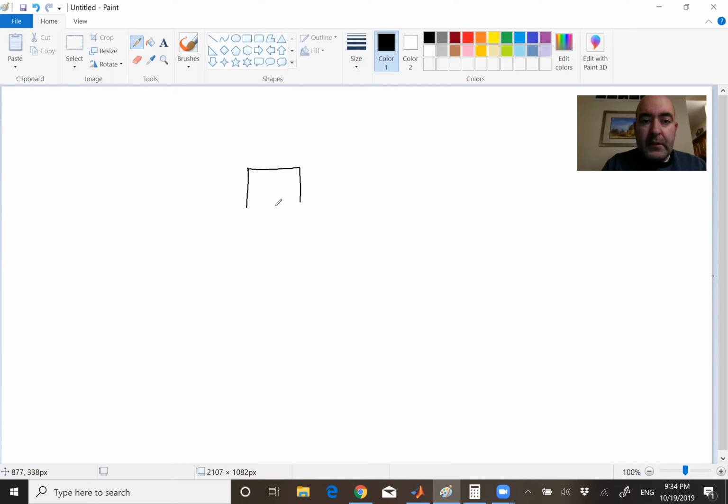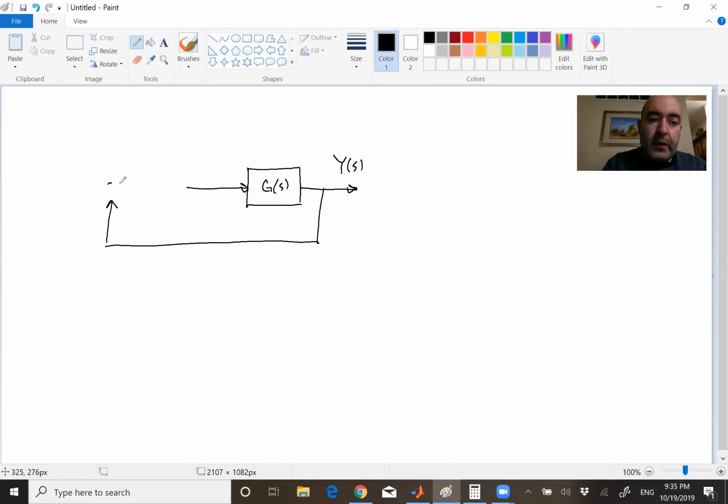You remember from our previous discussions that if I have a plant G of S, this plant will receive some form of input and then will generate an output Y of S. Typically what we do is we close the loop by comparing this Y of S with some input R of S, which is my reference. The difference between the two will generate an error signal, and then the error signal is what I feed into a controller C of S, which will generate the actuating signal to drive the plant.